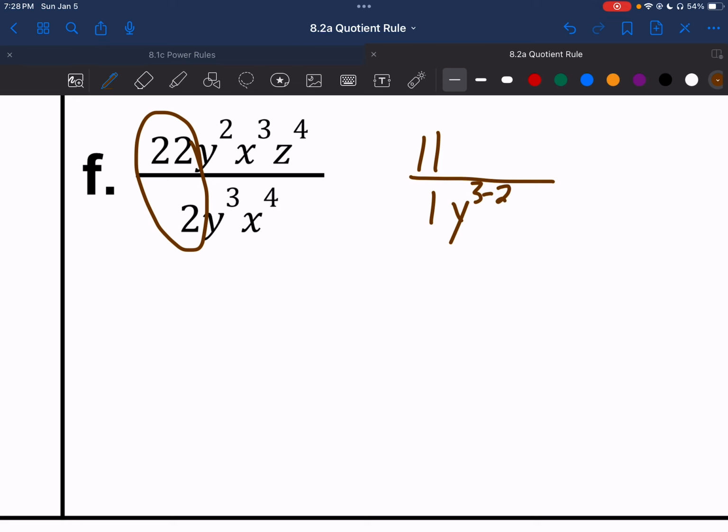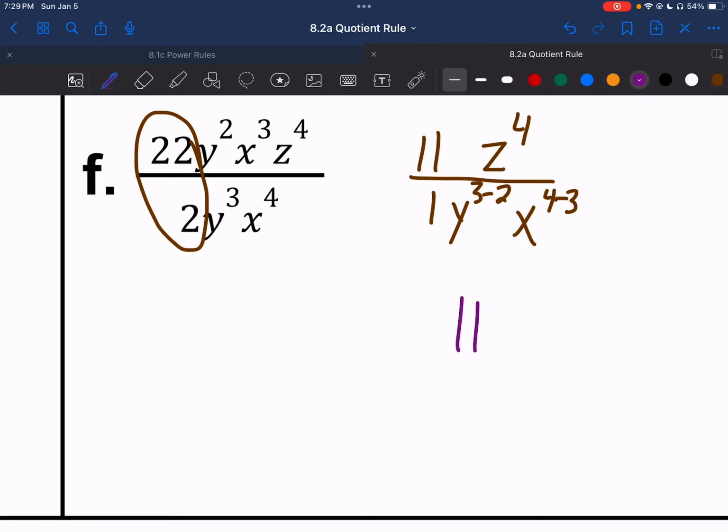Where do I have more x's, in the numerator or the denominator? There's more x's in the denominator, so we do 4 minus 3. Where do I have more z's? Well, there's only a z in my numerator. So now we can simplify. We remove any extra pieces there.